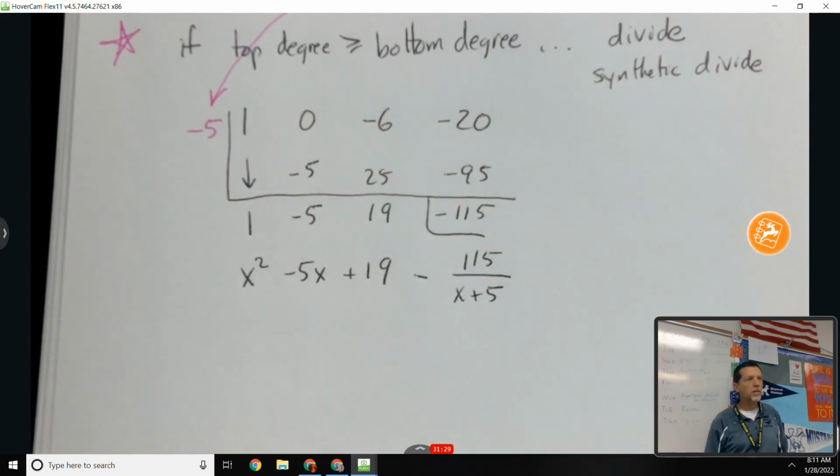It is the remainder, but we can put it over what we divided by. Sort of like when you're long dividing in 3rd grade and you get 3 left over. Well, in 3rd grade you probably just say R3. In middle school you say 3 over 8 or 3 over 7 or whatever.